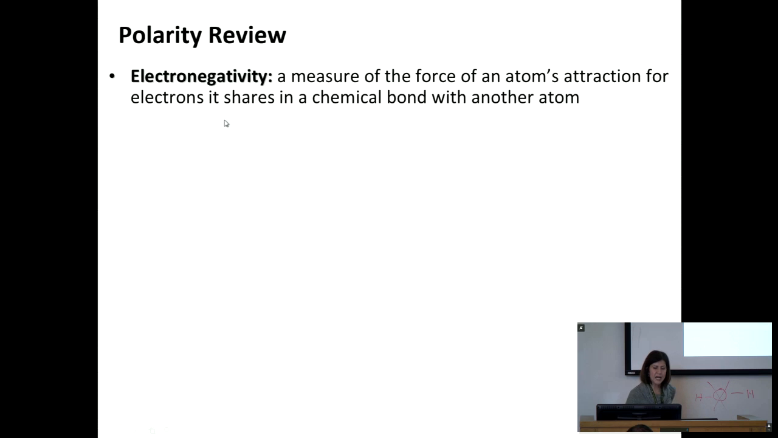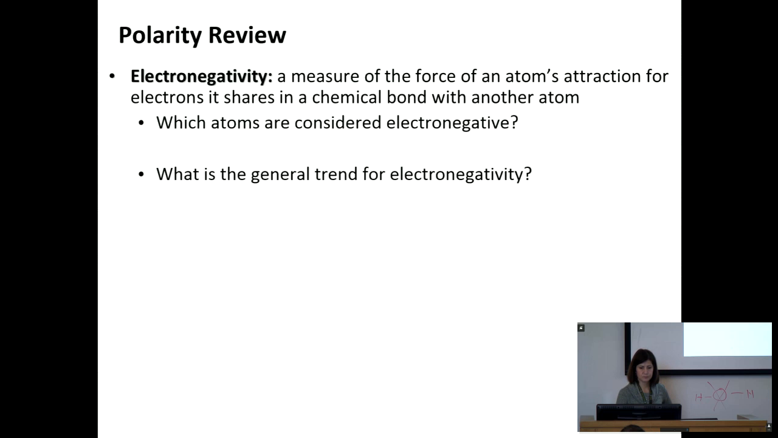So in a polar bond, you have one atom that is more electronegative and one atom that is less electronegative. Which atom is the most electronegative atom? Fluorine. We don't have fluorine in biochemistry, thankfully. Hopefully not. So our nitrogens, our oxygens, sometimes our sulfurs, we call our electronegative atoms. So the general trend is that it points to fluorine.